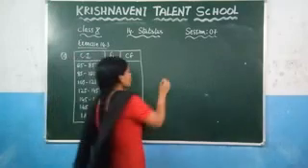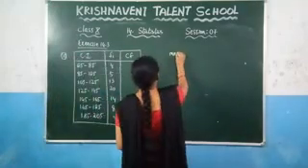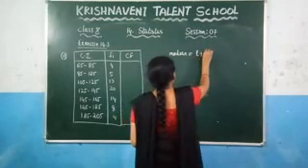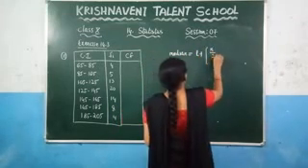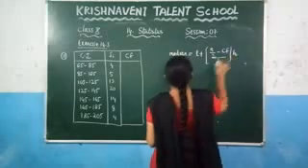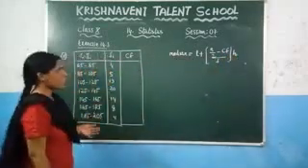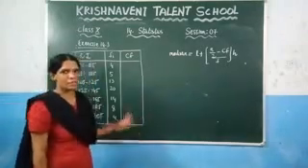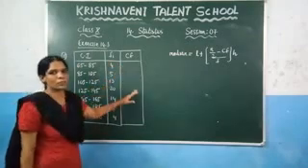Before that, write the formula for the median. How do you calculate the median? By using L plus (n by 2 minus CF) by F into H. Right? By using this formula you can calculate the median here. So if you want to find the median class, first you need to write the cumulative frequency.